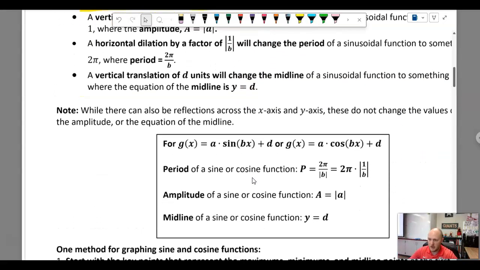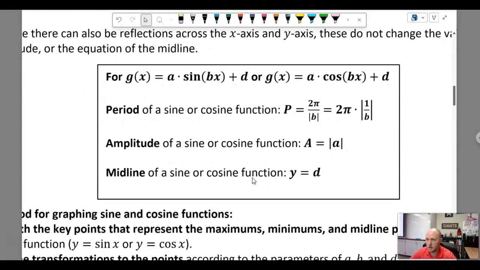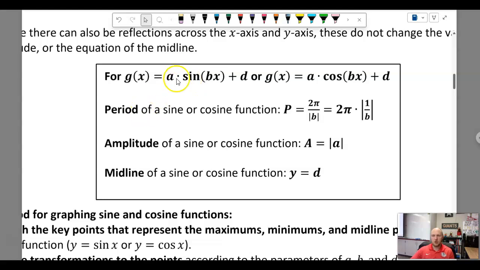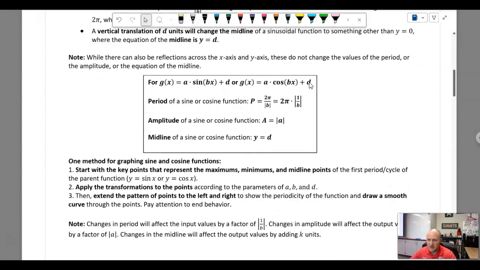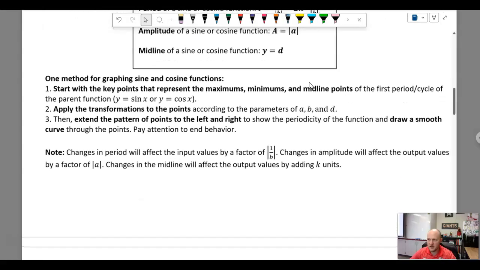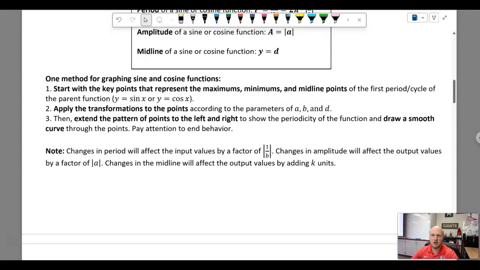Just a quick note, here is how we can utilize these parameters A, B, and D. And remember that if your A value is negative, that's going to cause a reflection across the x-axis, a vertical reflection. We know that sine will start at the midline, cosine will start at an extreme, a maximum normally, but if A is negative, then it will start at a minimum. So you can pause the video and read this. It talks about one method to graph sine and cosine, but I'll cover that here in this video.